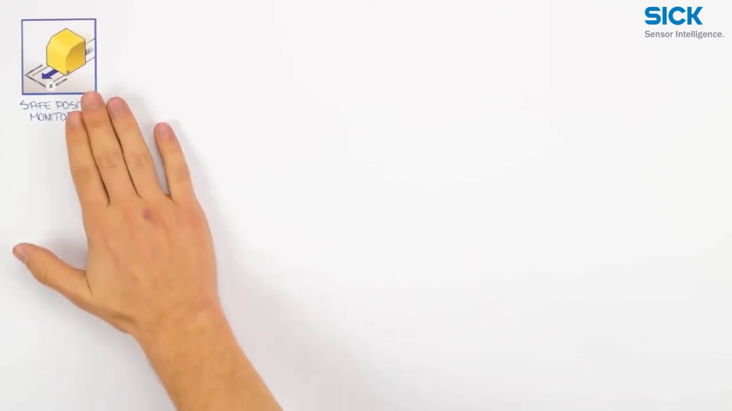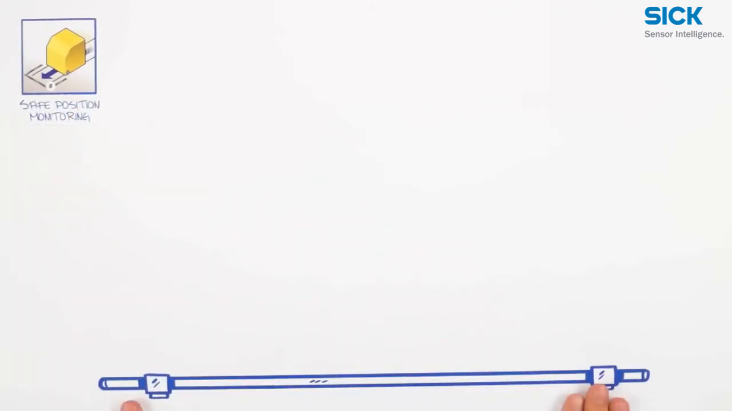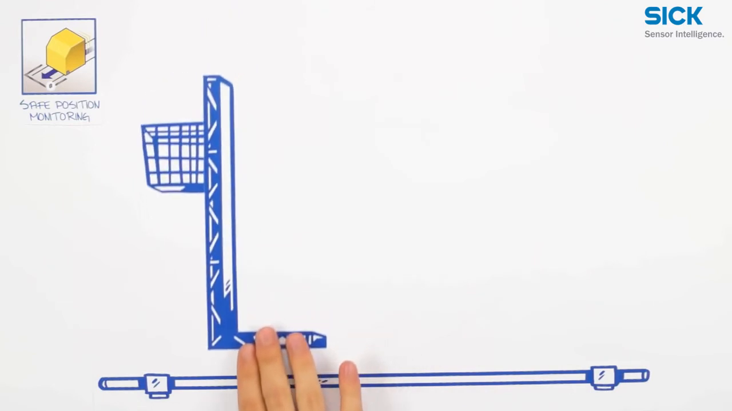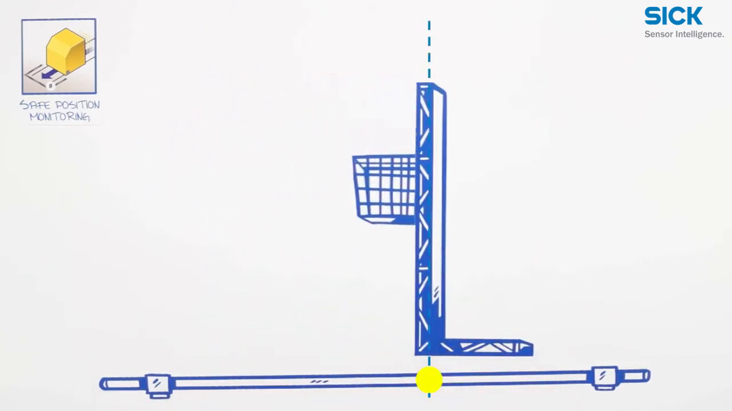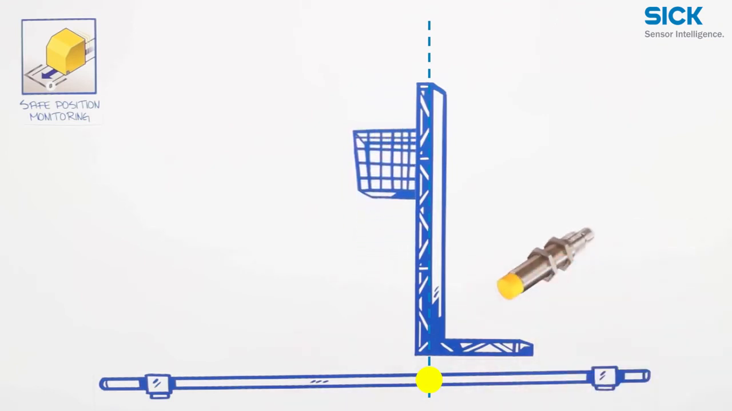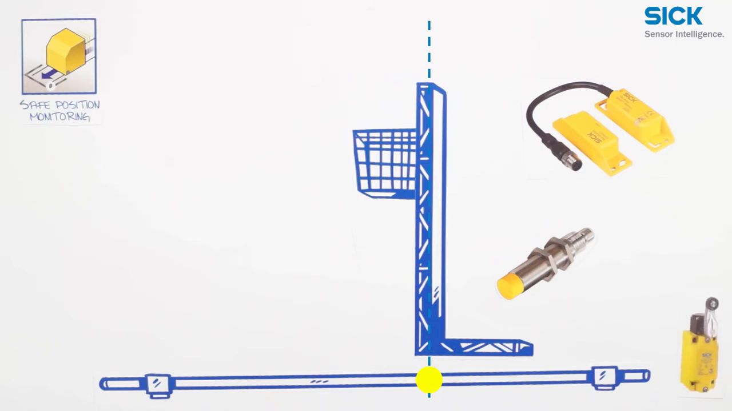Now let's cover safe position monitoring. Some production processes only allow actions to be performed when the machine part is in a certain position. For these applications, you can use non-contact inductive safety switches that are activated by metal, or transponder safety switches, which are activated with a coded actuator. To stop the machine safely in the end positions, electromechanical safety position switches can be used.